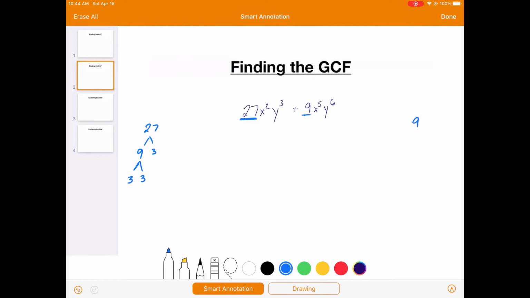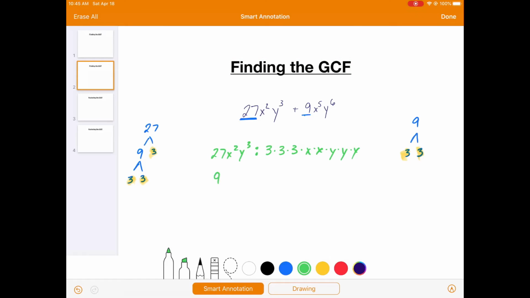We do the same thing for our 9. That's not a prime number. It's a product of 3 times 3. So we're going to take those prime numbers, and we're going to use those when we write our expanded form. So 27 x squared y cubed is 3 times 3 times 3 times x times x times y times y times y.